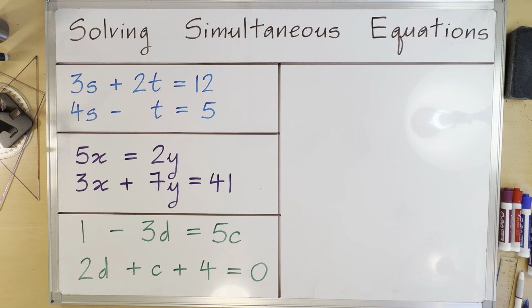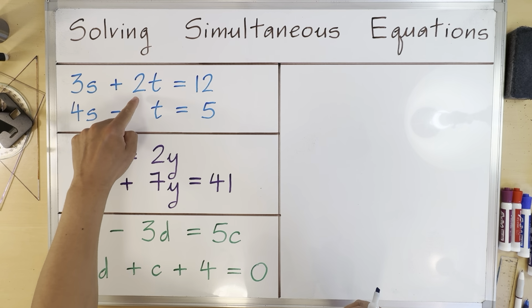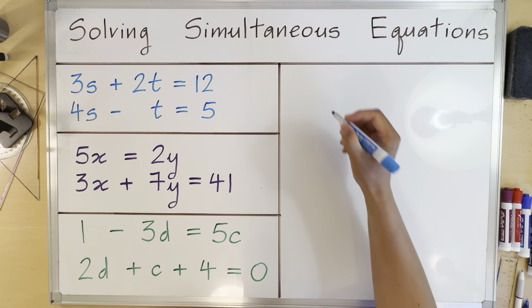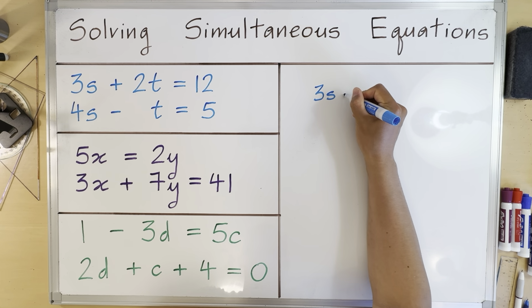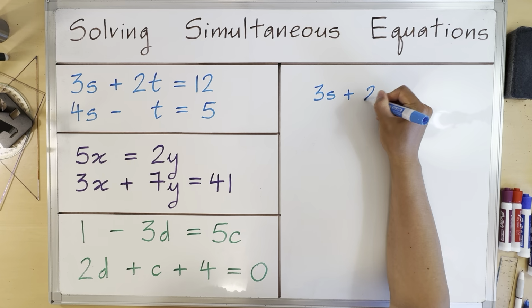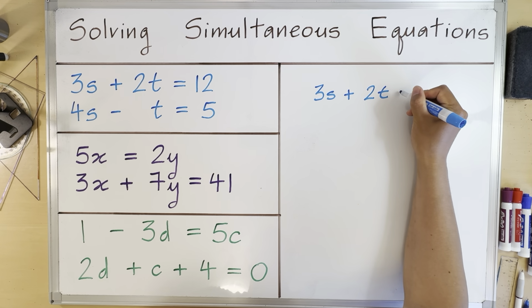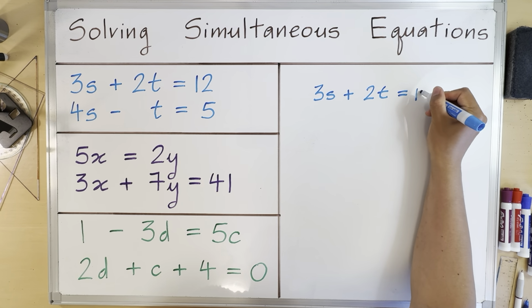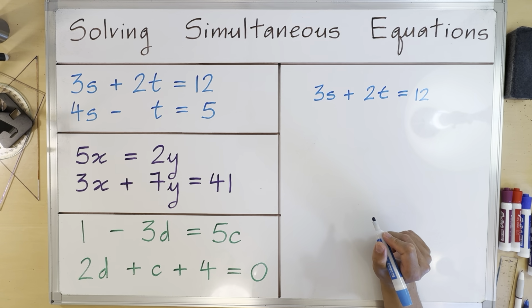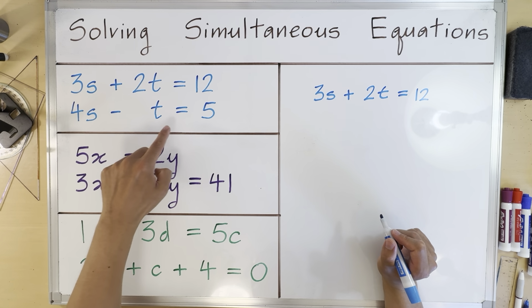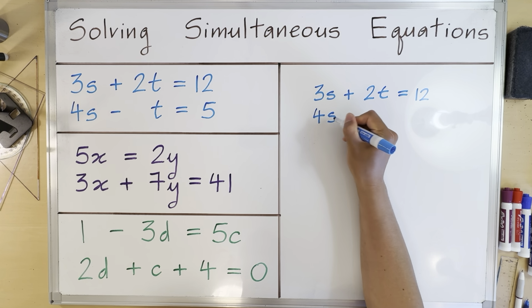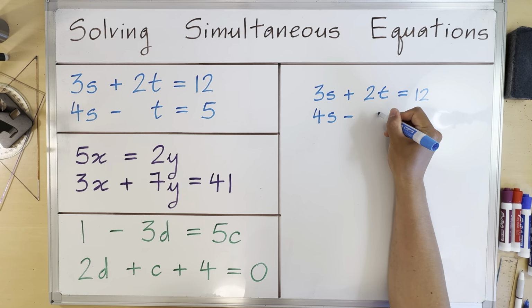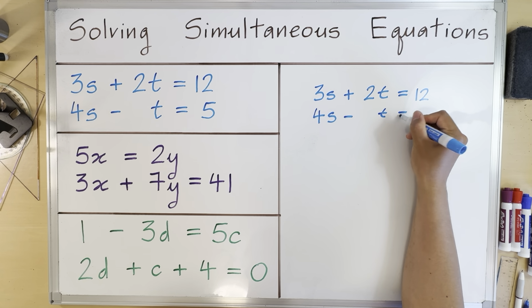So first up, we have 3s plus 2t is equal to 12. So we have 3s plus 2t is equal to 12. And we also have 4s minus t is equal to 5. So 4s minus t is equal to 5.